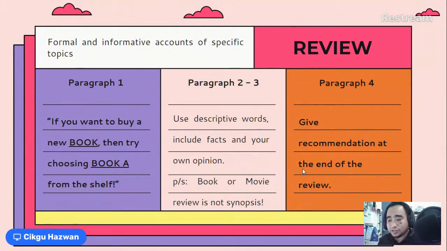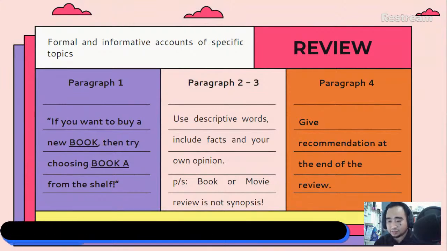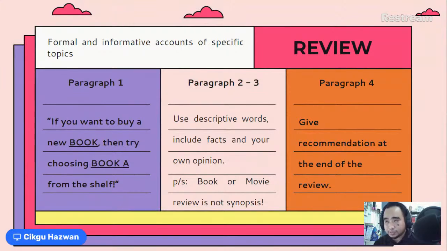Yang ini pun is a good activity to be done because I just want you to know that there is a difference between review and synopsis. Okay, review and synopsis are two different things. Apa beza dia? I'm going to tell you. Okay, review is, okay, there's one show not tell coming in. Alice's hands were trembling very hard after getting concussions from the accident. Concussions from the accident. Good. Okay, so we don't tell what happened, but she is trembling. Okay, menggeletar. So seriously injured.